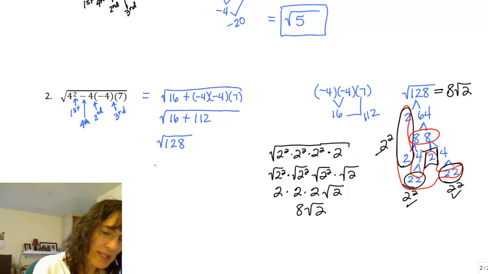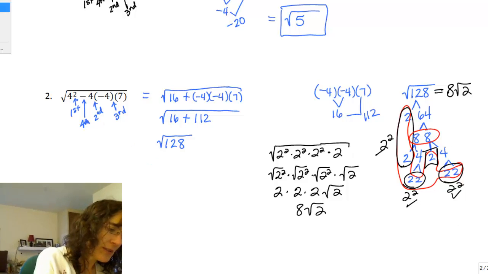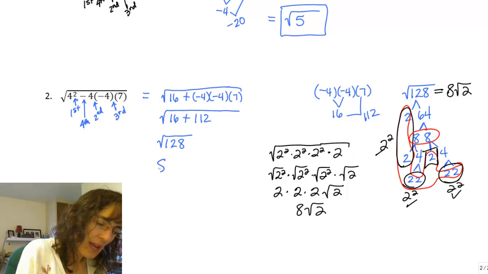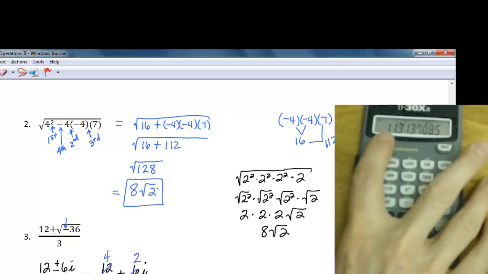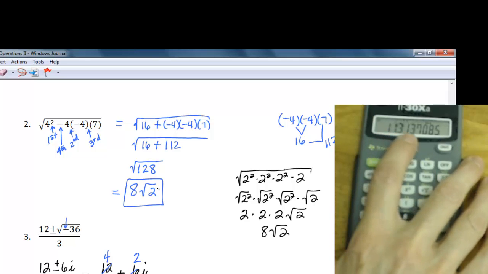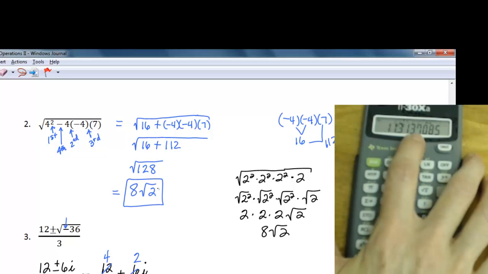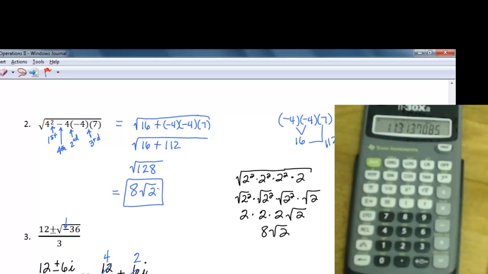Okay, so when we simplify this one, remember we got 8 times the square root of 2. Here I have 8 times the square root of 2, so I want to do 2, take the square root, and then multiply by 8. My decimal approximation will be 11.313, but the following digit's a 7, so I'll have to bump that 3 up to a 4. So 11.314. So it's approximately 11.314.